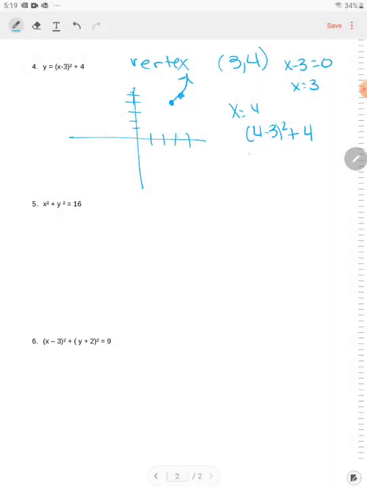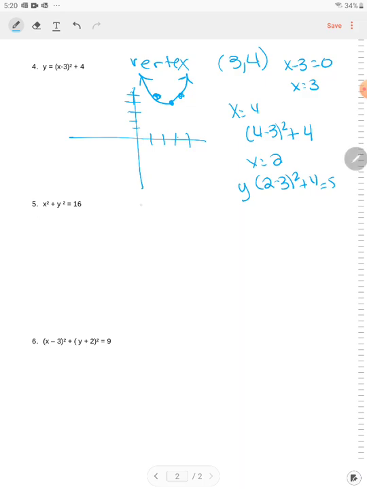But just to make it a little cleaner, we'll choose x equals 2. 2 minus 3 squared plus 4 is negative 1 squared plus 4 is 1 plus 4 is 5. We get the same answer. So we have the point (2, 5). So if we graph that, we connect the dots, and it should fold on top of each other if we draw a line of symmetry or axis of symmetry.